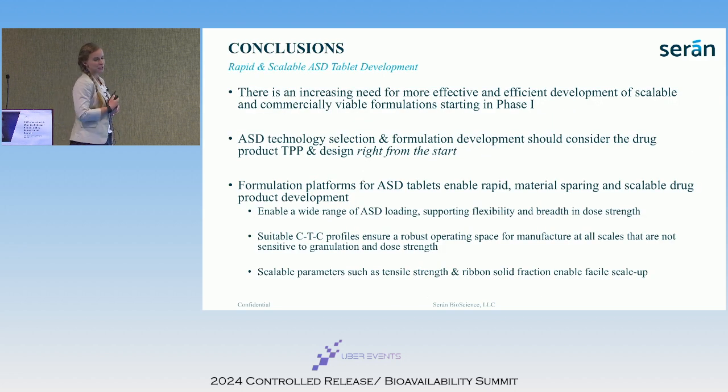So in conclusion, I think there is an increasing need for more effective and efficient development of scalable formulations that can start with phase 1 and really that you can envision going all the way through your commercial phase very quickly, right? I think that there's a lot of examples of the accelerated pace of clinical development that we need to support. The ASD technology selection and formulation development, again, I think that's actually been pretty well sorted out in the industry, right? There's a lot of examples.